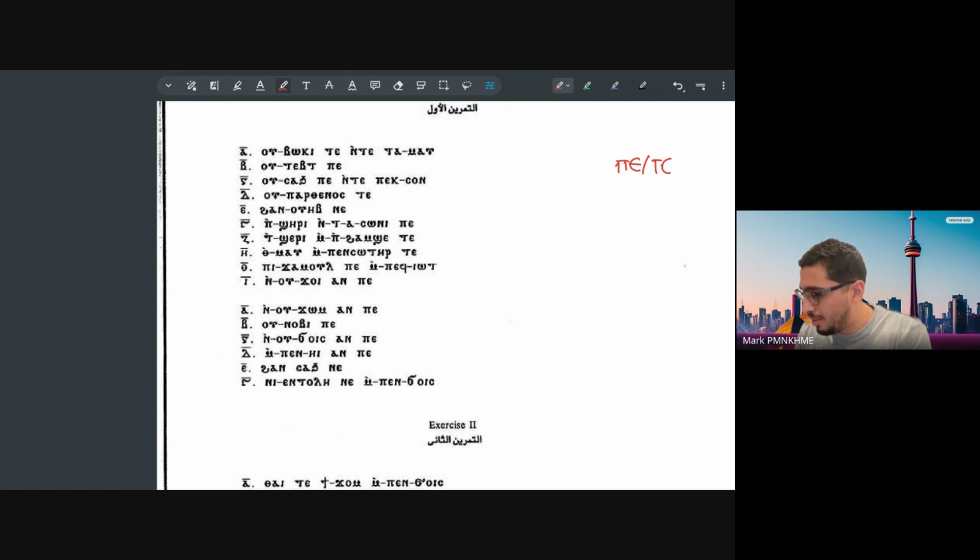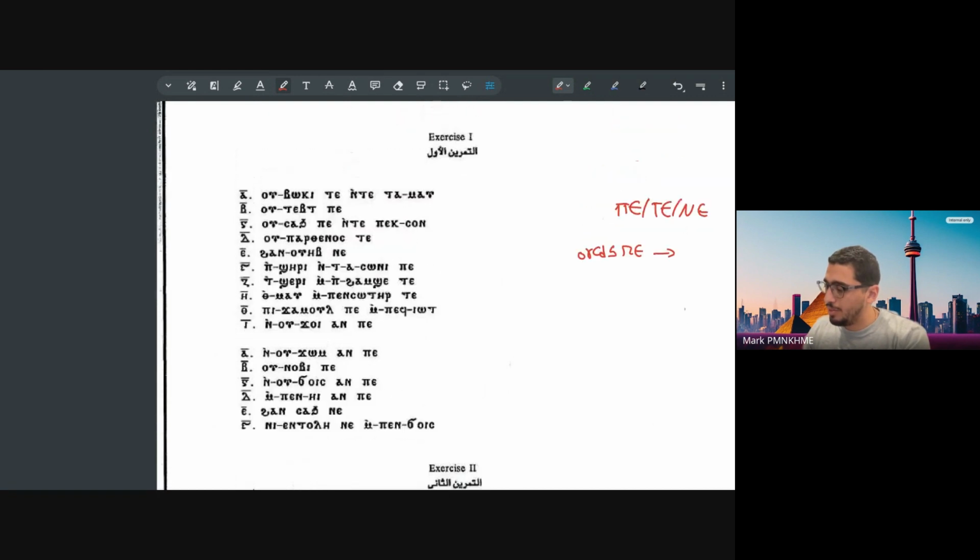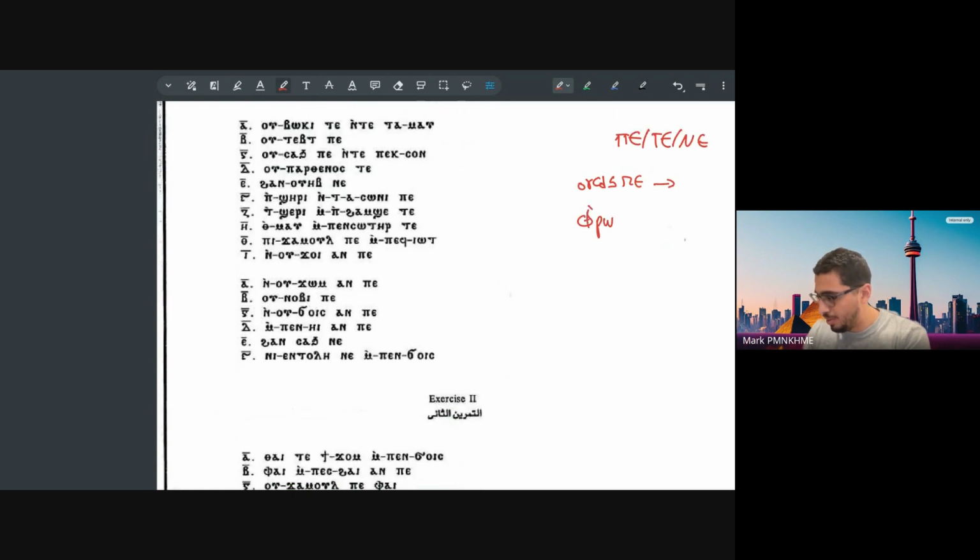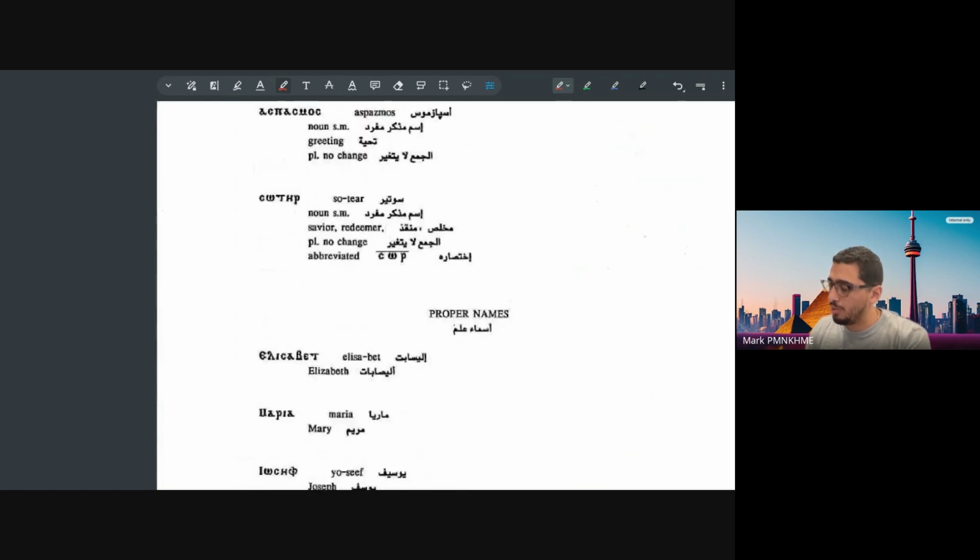Amazing. We had the pe, te, ne, which was more of a copula, some sort of a soft verb to be. If you say u sah pe, it means he is a teacher. And if you want to say fromi pe, that means he is that man. And you can say pa yot pe pensach. That means my father is our teacher.